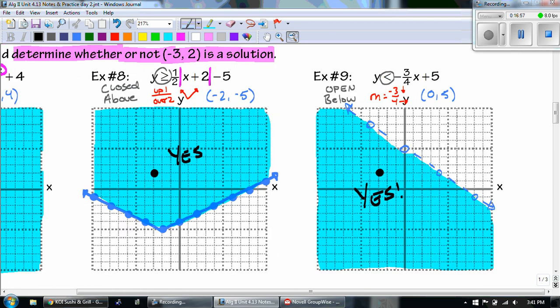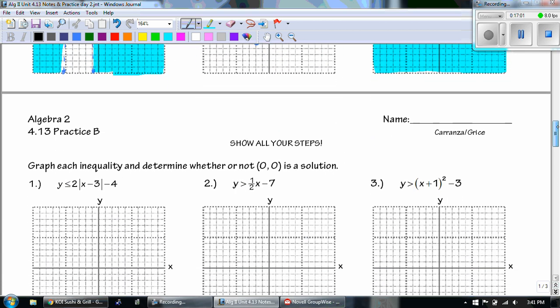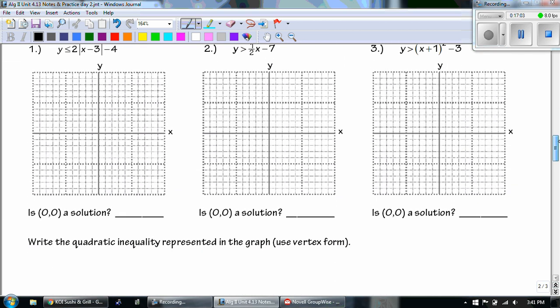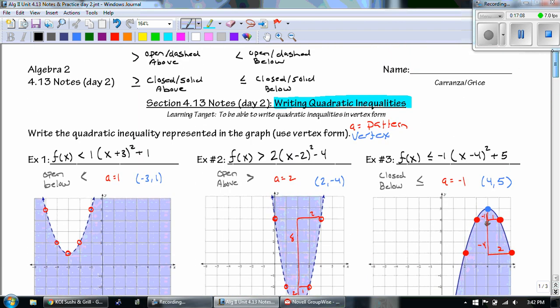All right. Well, that's it, guys. Now, your homework 4.13 practice B, it's a combination of everything. Make sure you are reading the directions into what it is asking for. And if you have any questions, please come see Ms. Carranza or myself. We would love to help you out.